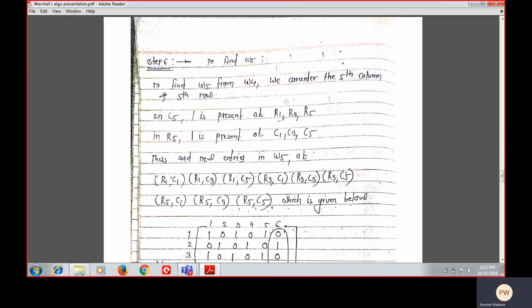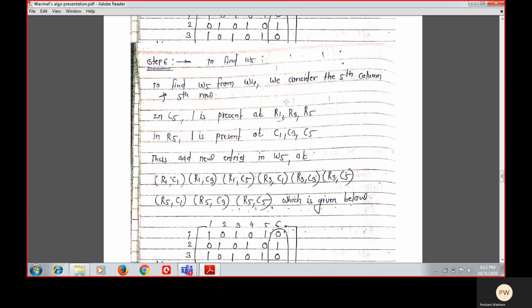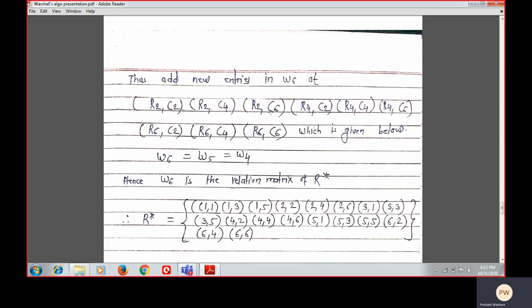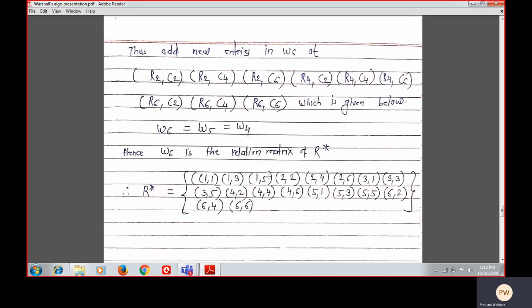You have to apply the same process till your last step, that is W6. To find W6 from W5, we consider the 6th column and 6th row. A 1 is present at R2, R4, in column 6, and this is R6. If you select R6, that is row number 6, see here C2, here C4, and here C6. So you have to add these new entries in W6. If you do all this process, then you will realize that the Warshall sets W6 equal W5 equal W4, and W6 is the transitive closure of the relation R. Thank you.